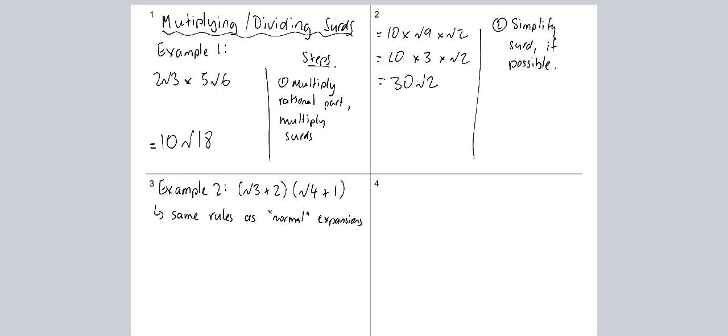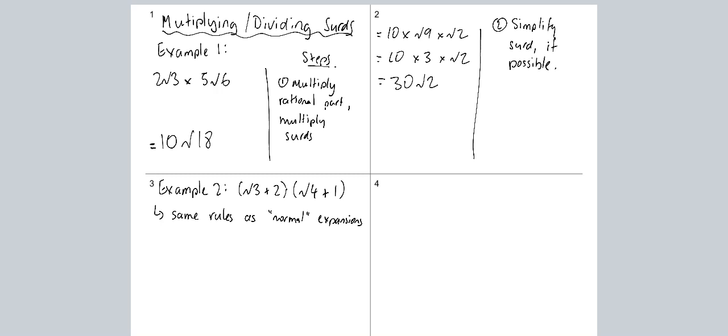Okay, so you can see I've got my advice there. Is that too small down the back there? Is that okay? Or it's not okay? Oh, sorry, it is okay. Yeah, cool. So example 2, root 3 plus 2, root 4 plus 1. We follow the usual expansion rules. Whether you use the box method or the chicken beak method or just by observation, you do the same method. And effectively, it's multiply this by each thing here, multiply this by each thing here. Okay?